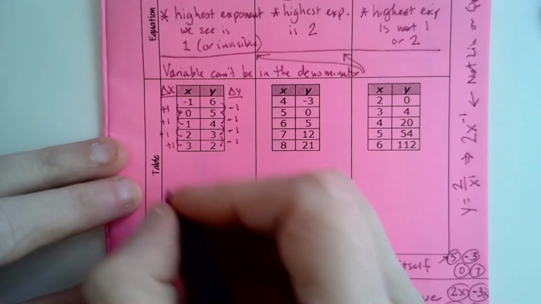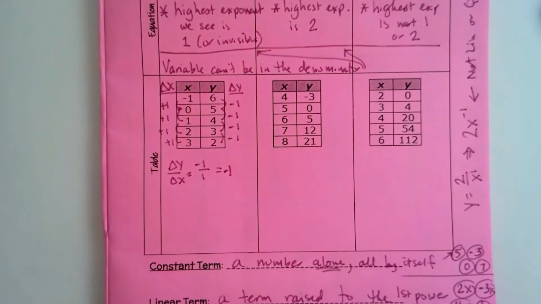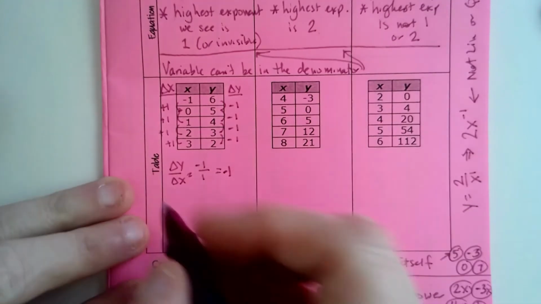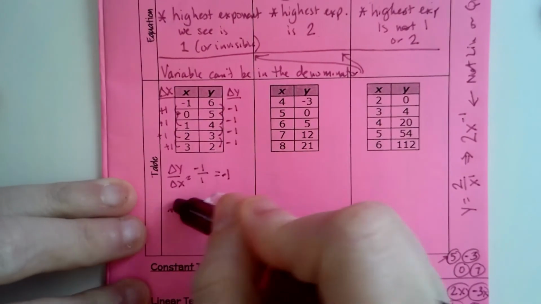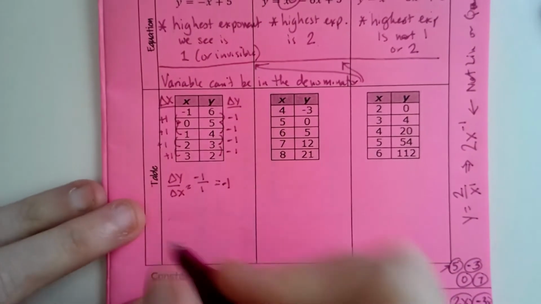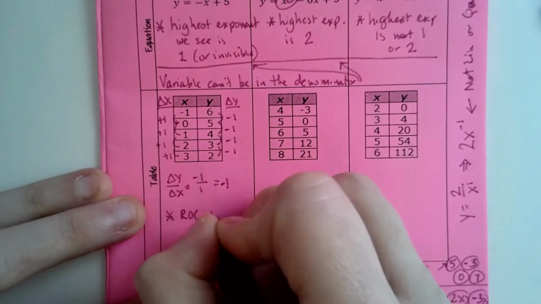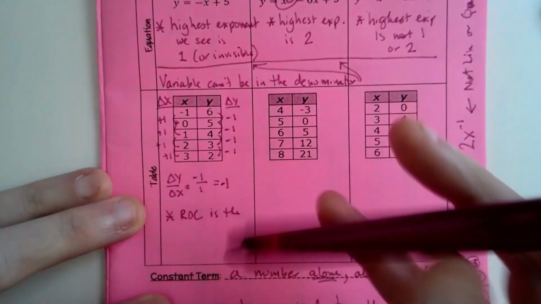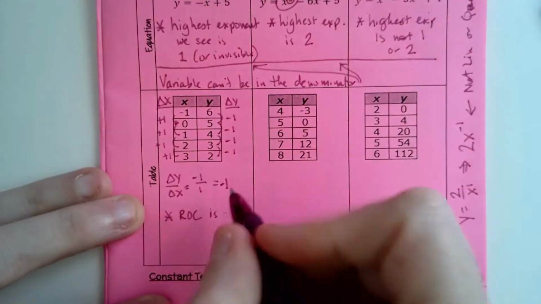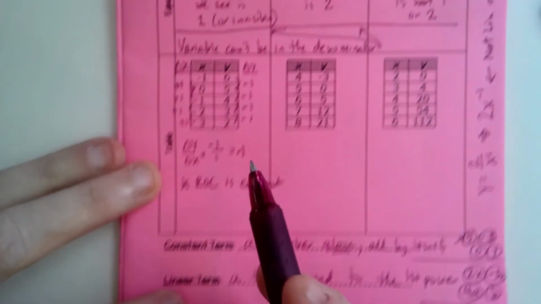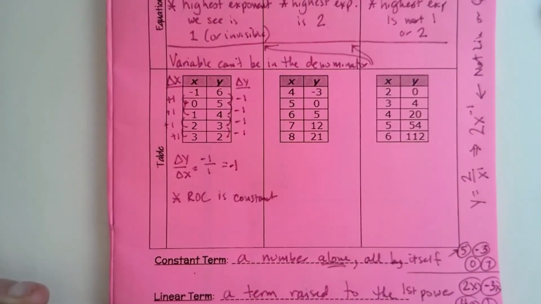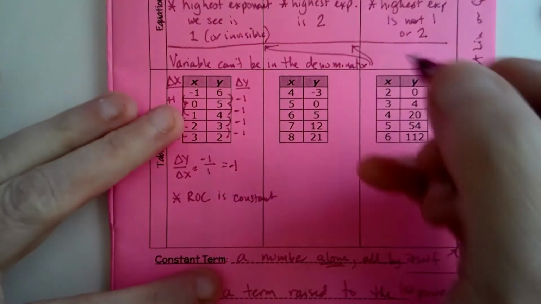Now in this table, every single delta y over delta x is negative 1 over 1, which reduces to negative 1. That is what makes this a linear function, because let's write this. The rate of change is constant. Not to be confused with the constant term. It means the rate of change is constant for every row. That's the cool thing about math. Sometimes we use the same word twice. Okay, so let's look at this one.